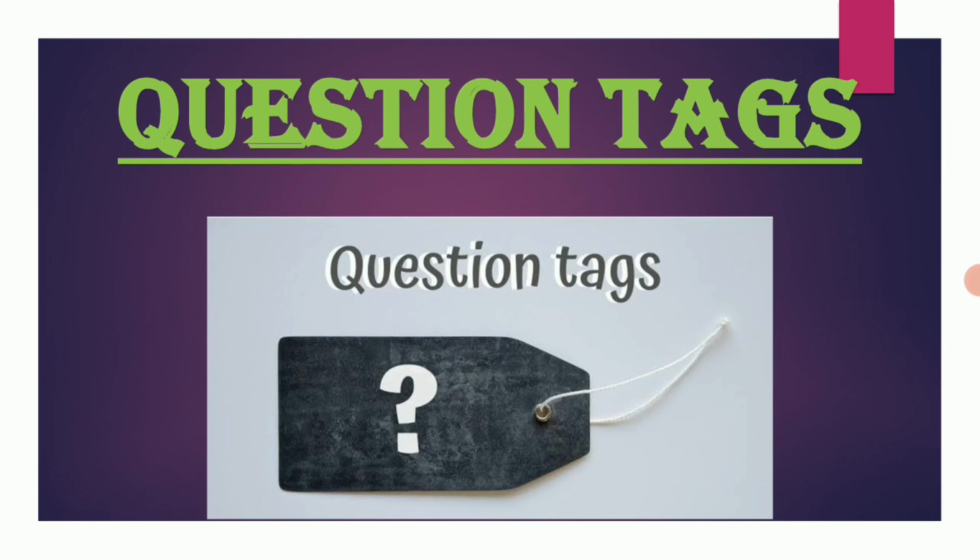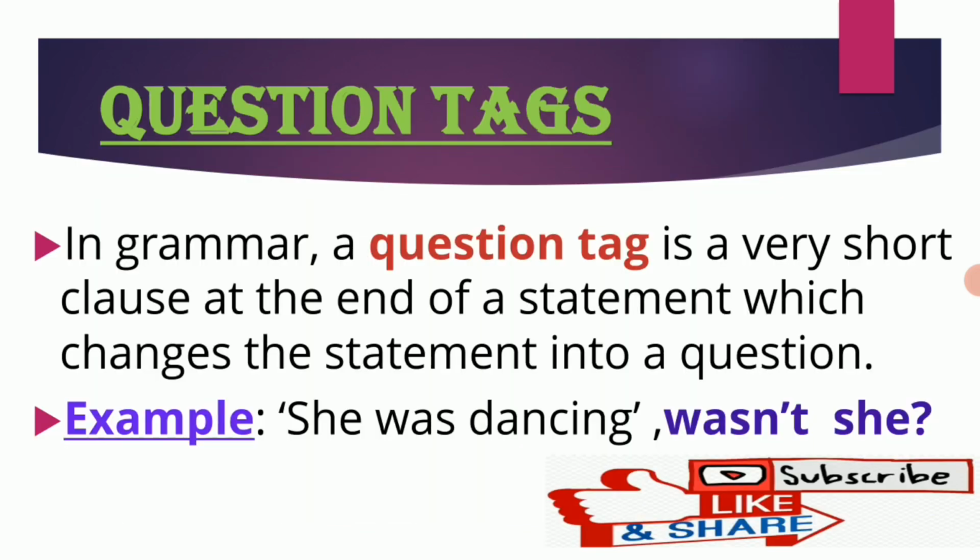Now first, let's learn what these question tags are. In grammar, a question tag is a very short clause at the end of a statement which changes the statement into a question. For example, "She was dancing." This is a sentence, and after that there are only two words written, that is "wasn't she." This "wasn't she" is the question tag which has been framed.